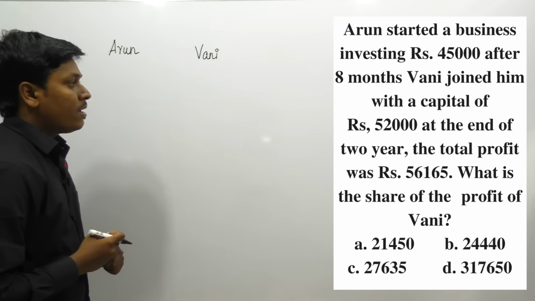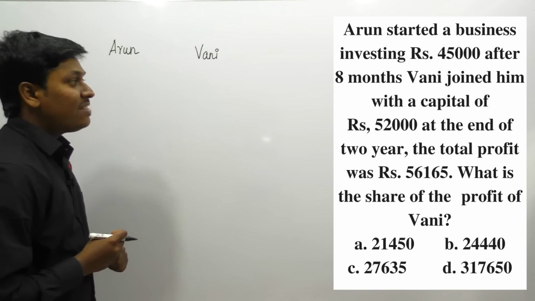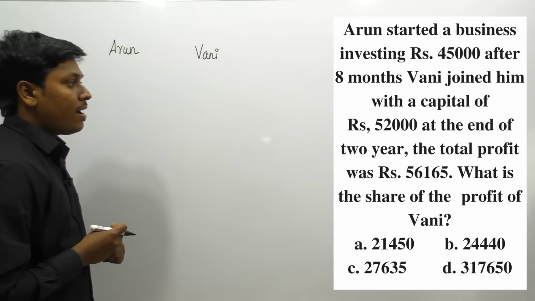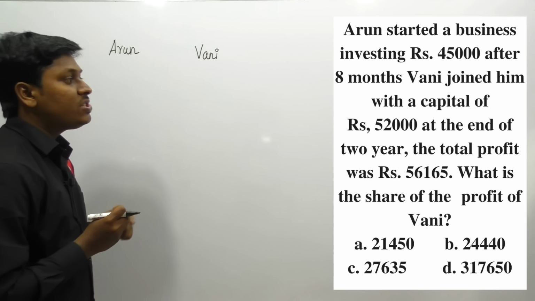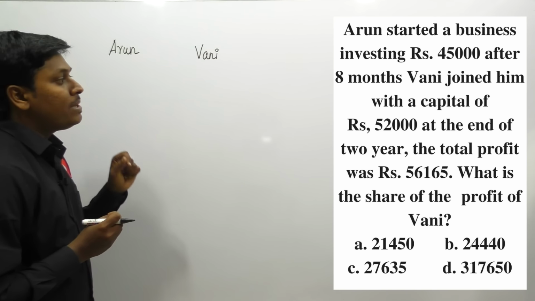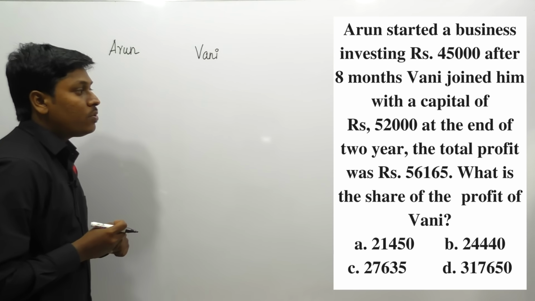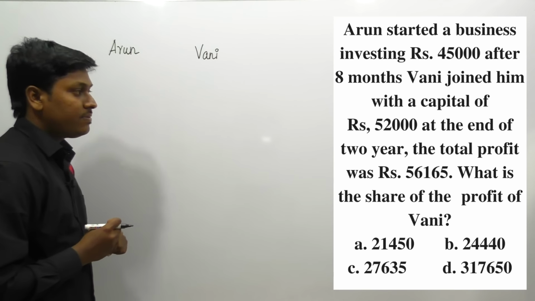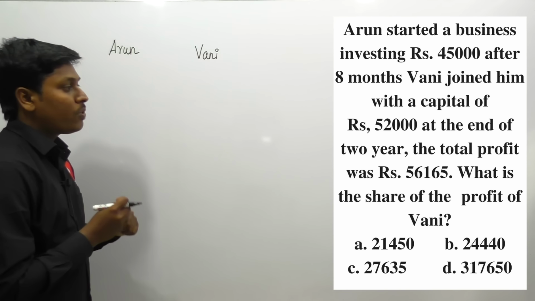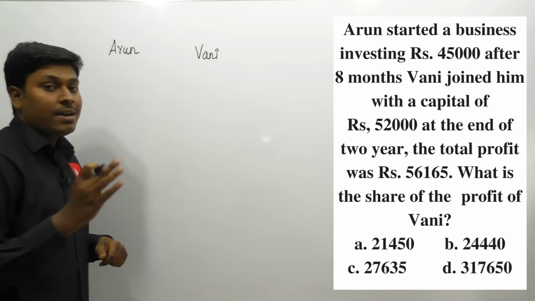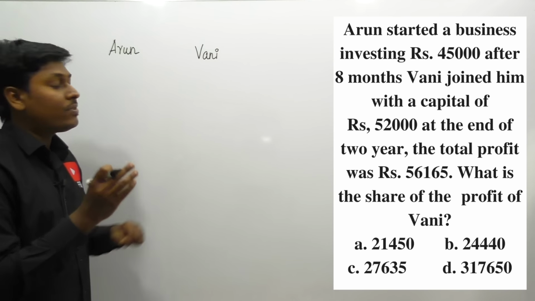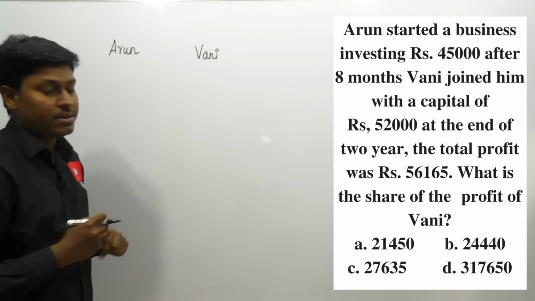Question number 2. So Arun started a business investing rupees 45,000. After 8 months, Vani joined him with the capital of rupees 52,000. At the end of 2 years, the total profit was 56,165. So what is the share of profit of Vani? So friends, our target is to find the share for the person Vani, that is the second person.